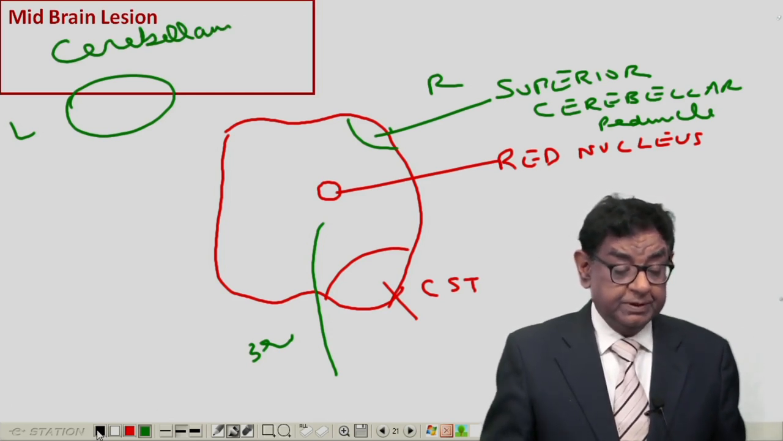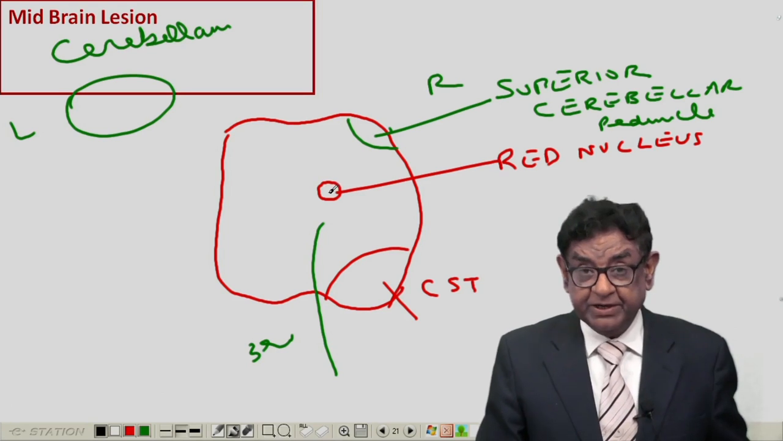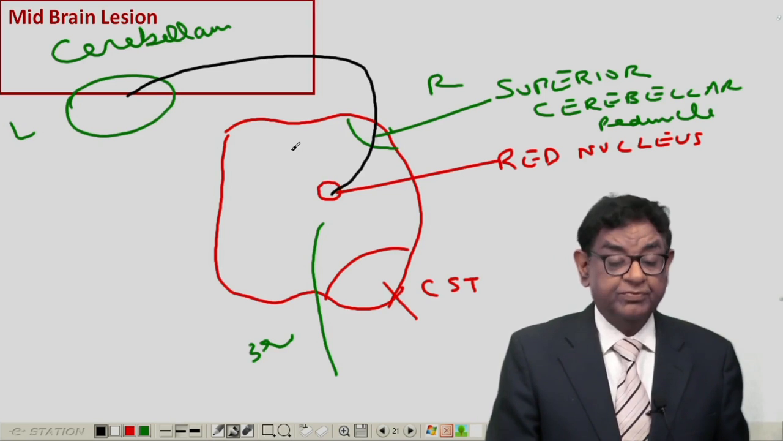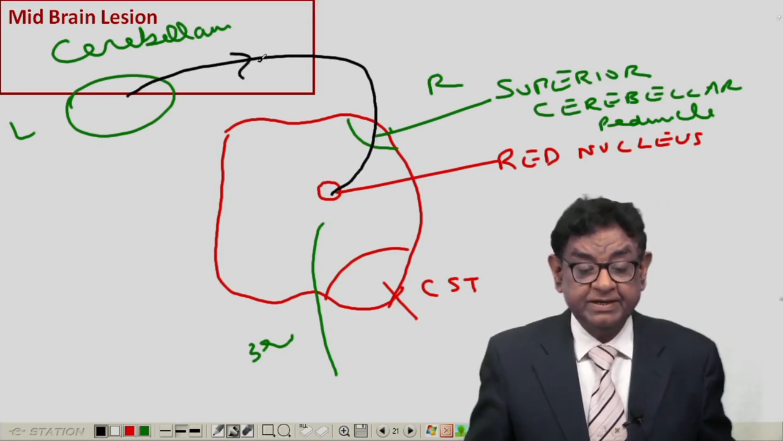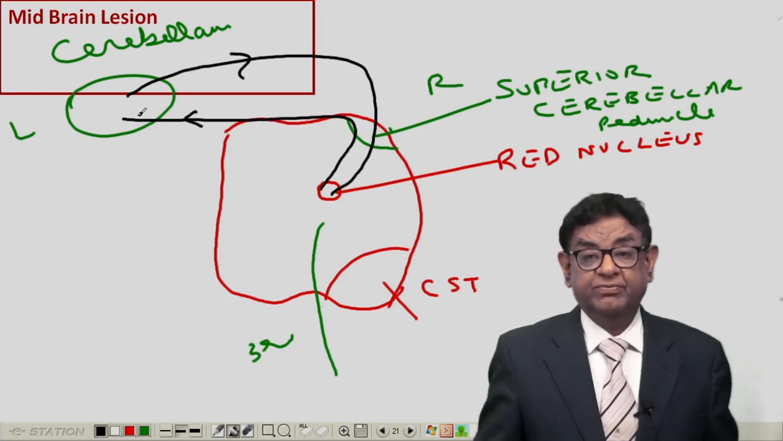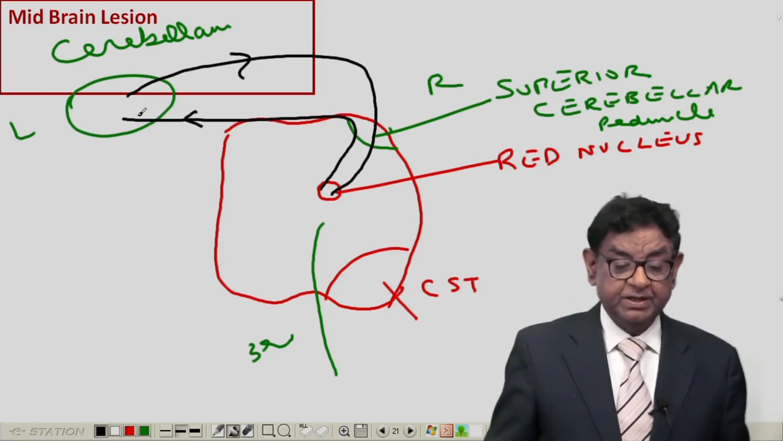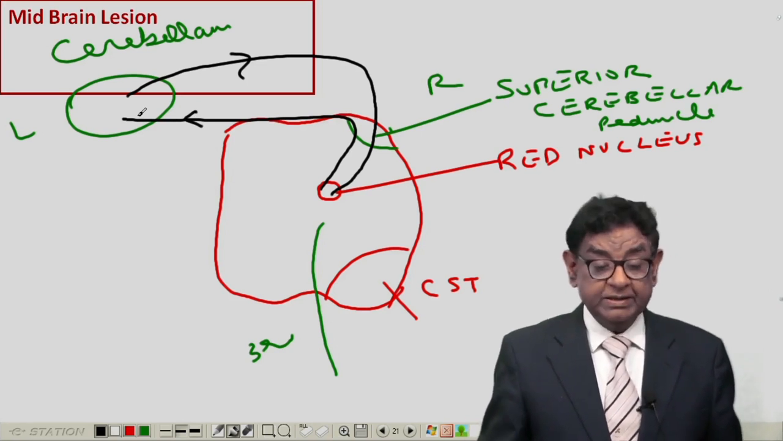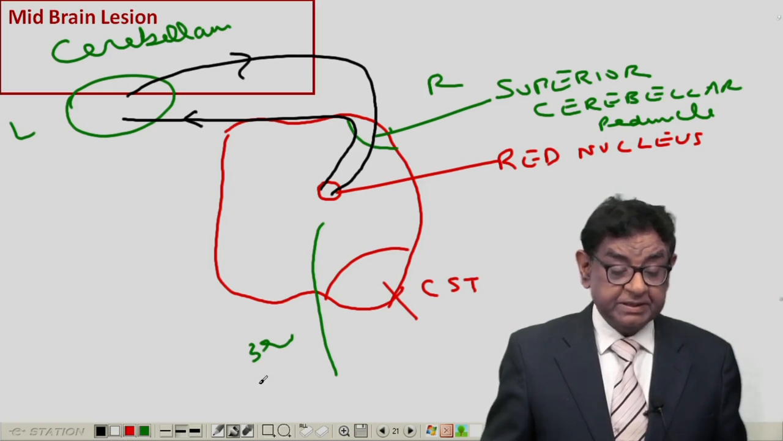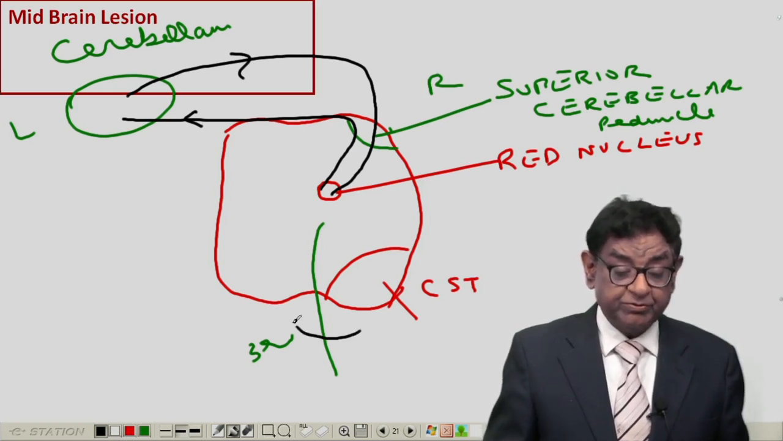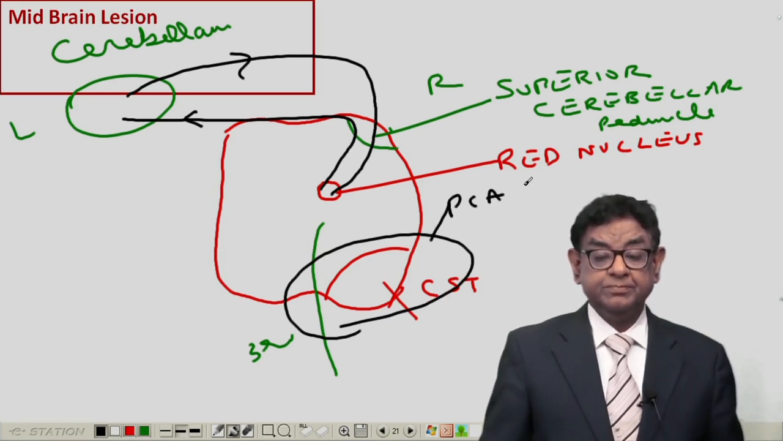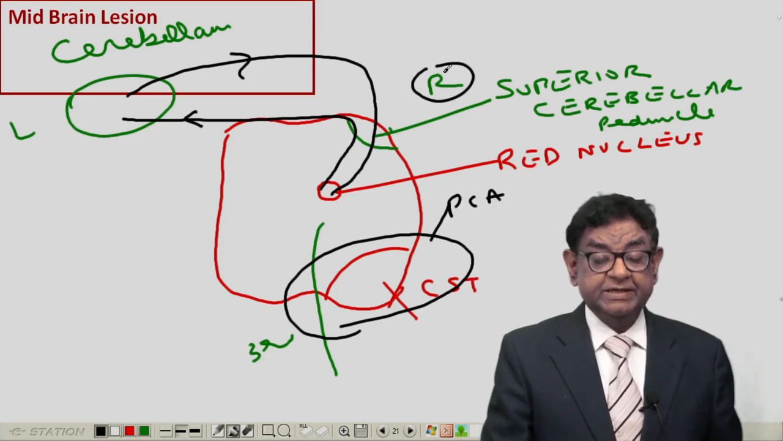Well, now this right-sided red nucleus gets efferents from the cerebellum of the left side and gives rise to efferents to the cerebellum of the left side. Okay, well, this is the basic anatomy. So now this part of the brain is supplied by a branch of the posterior cerebral artery. This is the right-sided lesion.